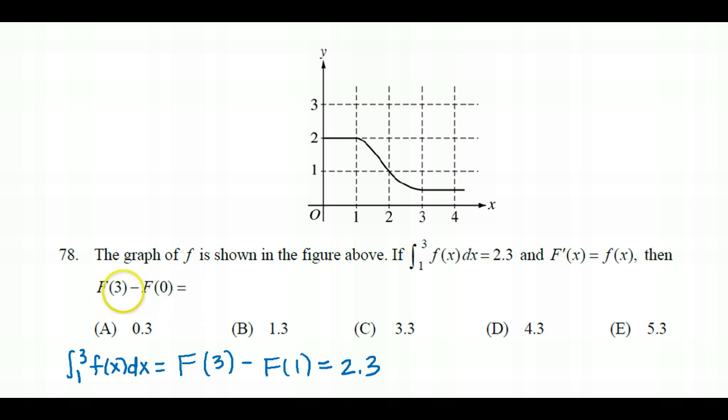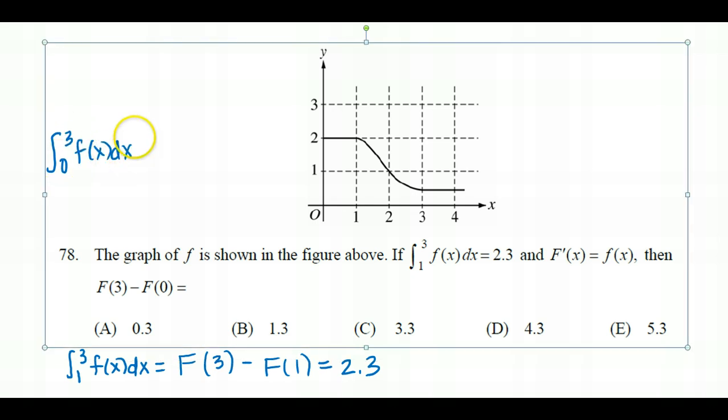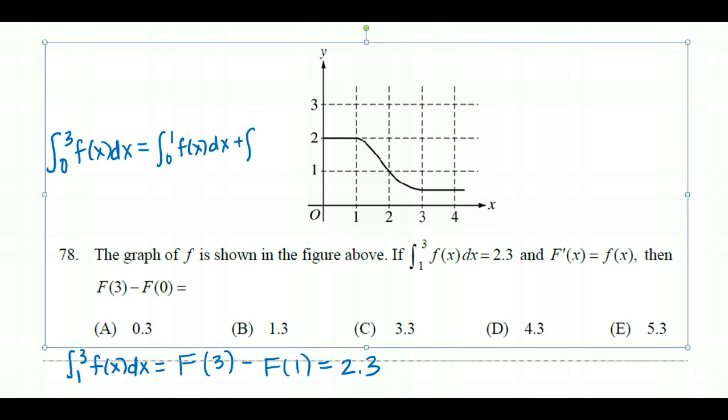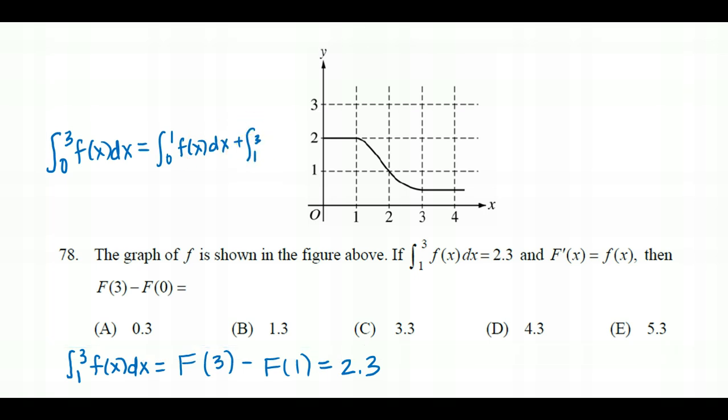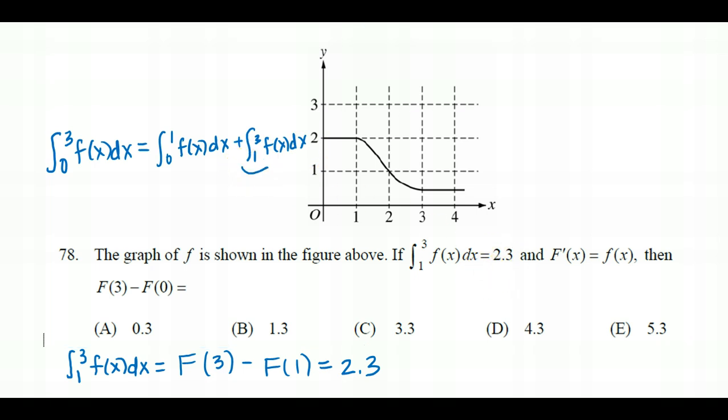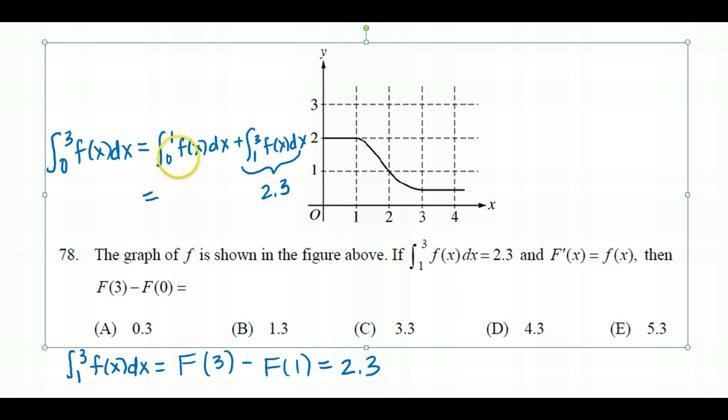Well, if I wanted to write this in notation of a definite integral, what they're really asking me to find is the integral from 0 to 3 of little f of x dx. Well, remember that I can split this up into the integral from 0 to 1 of little f of x dx plus the integral from 1 to 3 of little f of x dx. Now, the integral from 1 to 3 of little f of x dx was given. It was given to me as 2.3. So now the question becomes, how do we find the integral from 0 to 1 of f of x dx?